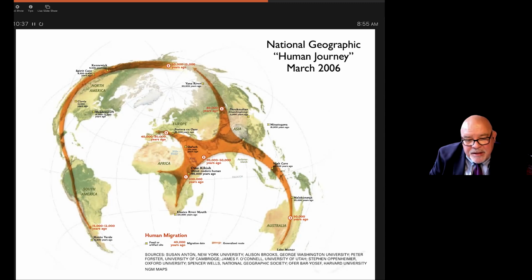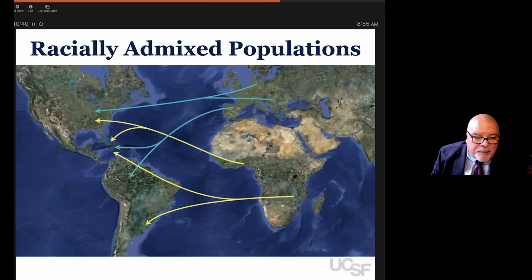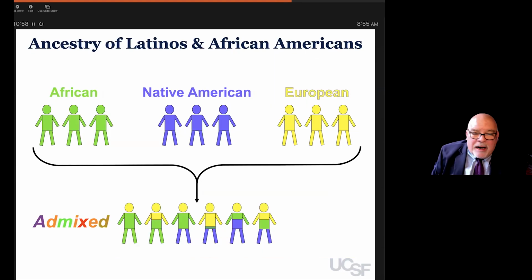Now, a new event has happened in the last 500 years, and you know this event well. Christopher Columbus came to the New World. He started the slave trade. Native Americans were already here in the New World, so there's a massive collision of three ancestral populations beginning in 1492. And the three populations are African, Native American, and European. And the contemporary population is what we call admixed. And that's what I try to show with these stick figures here with different proportions of colors representing different proportions of genetic ancestry. So like I said, I'm 27% Native American, 6% African, the rest is European.